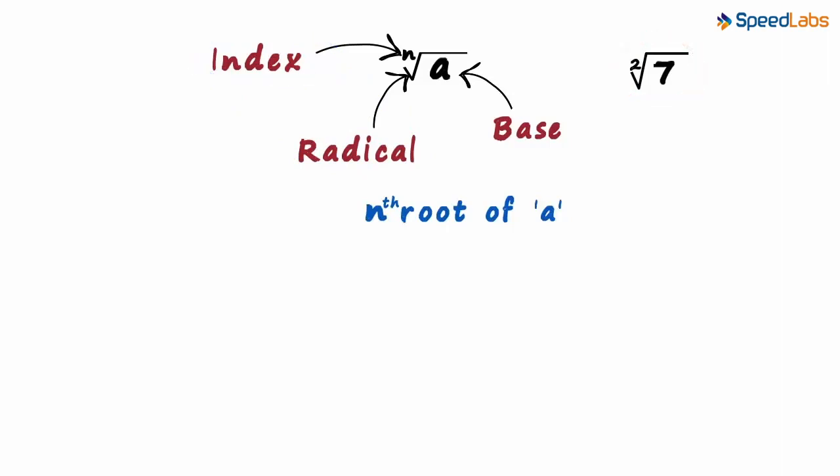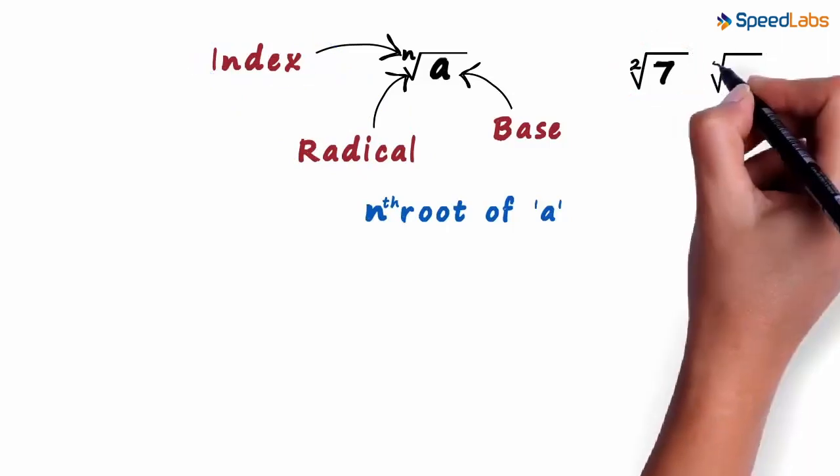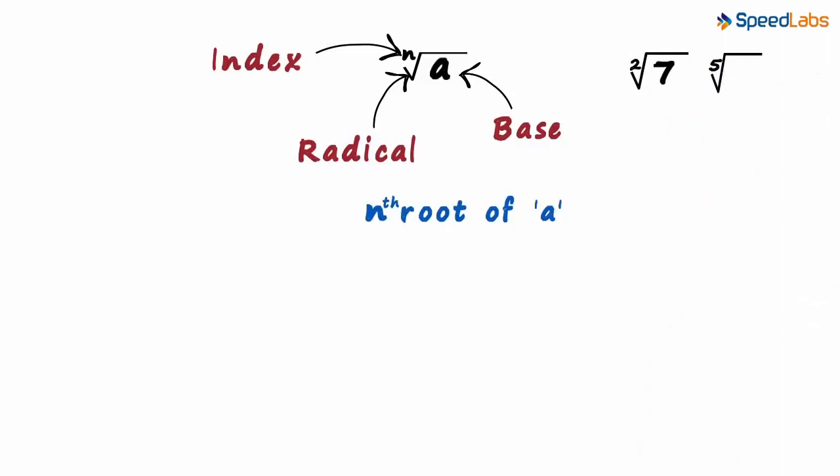So to write the fifth root of 12, we write the radical with a 5 here and the base 12 inside. The only place where we are allowed not to write the index is the second root or the square root. Can we add or subtract these two numbers? Square root of 7 and fifth root of 12? No, we cannot. What kind of real numbers can we add then?